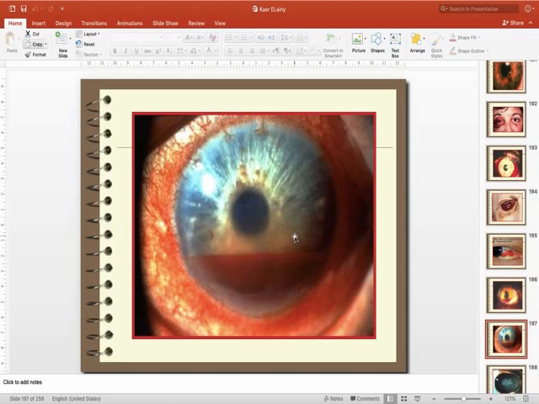If there is a total hyphema, the blood is filling the whole anterior chamber, you have to surgically interfere. And if there is a start of corneal staining, you have to surgically evacuate this hyphema.